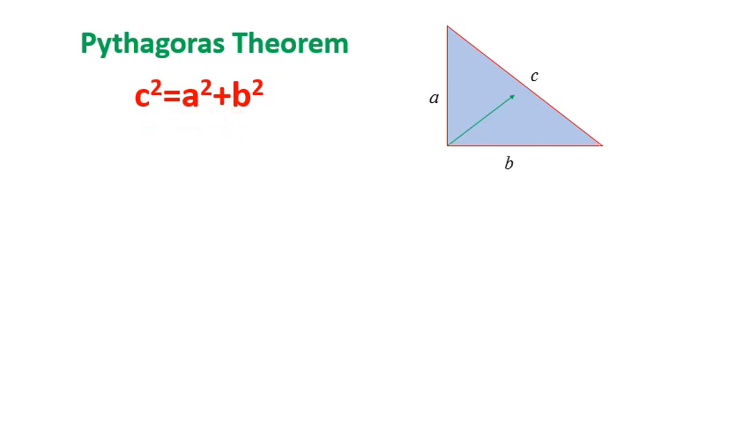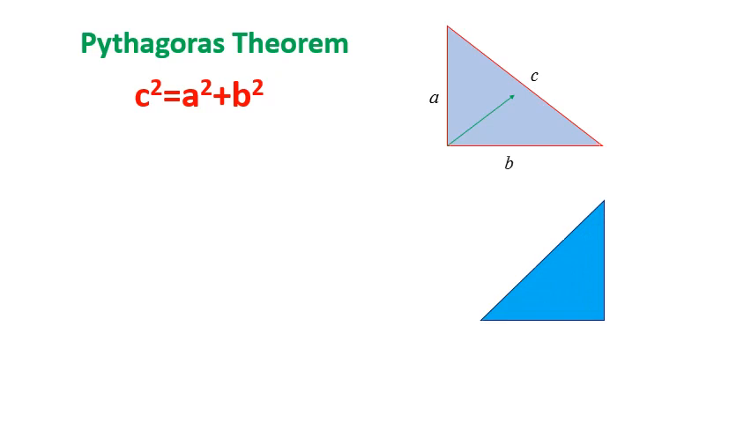Here, if any two sides of a right triangle are given to you, we can easily calculate the third side by using the Pythagoras theorem. Once again, if any two sides of a right triangle are given to you, then we can easily calculate the third side by using the Pythagoras theorem.